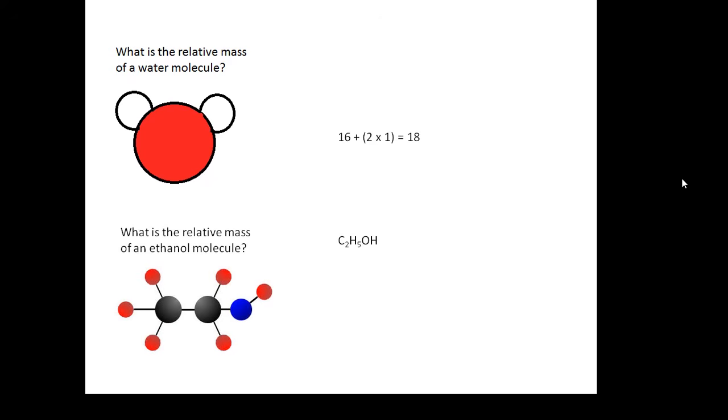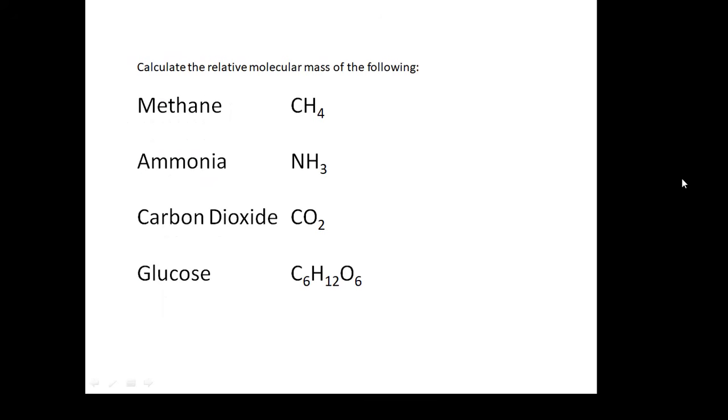What is the relative mass of an ethanol molecule? See if you can pause the video and work it out for yourself. Carbon is 12, hydrogen is 1, oxygen is 16, so ethanol will be 46. So 2 12s, 6 1s, and a 16 is 46. Here are some for you to have a go at.